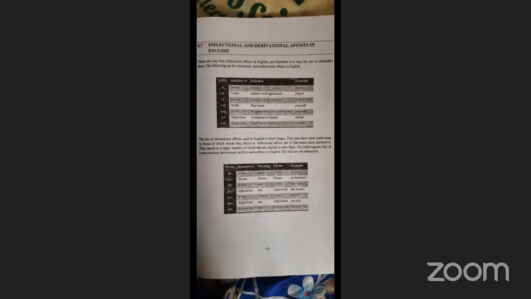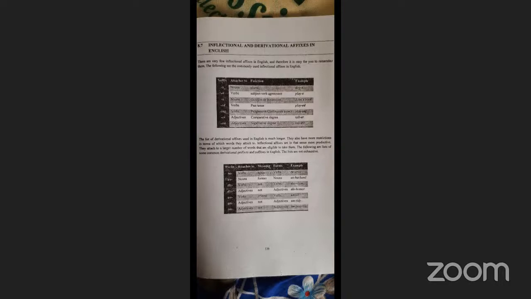So drive, driver. What we see is that drive is actually a verb, but when you are adding a suffix er, it is changing the word category and becoming a noun. So in some cases the word category changes because of the addition of a prefix or suffix. In some cases, the word category may not change, and would remain the same even after adding a prefix or suffix.